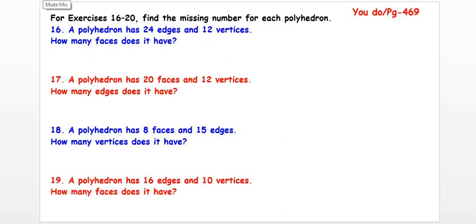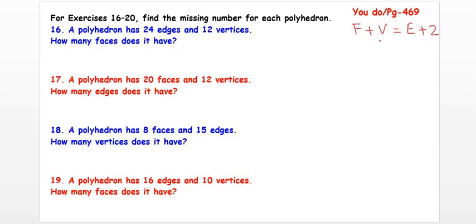Now here we have some questions from the lesson. Let's see what do they want us to solve. A polygon has 24 edges, 12 vertices. How many faces does it have? So you will make use of the Euler's theorem and you will find the number of faces. So what is the formula? I'll write over here for you the formula. So it is F plus V equals E plus 2.